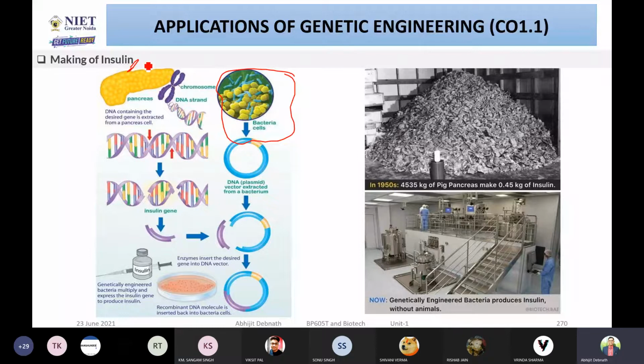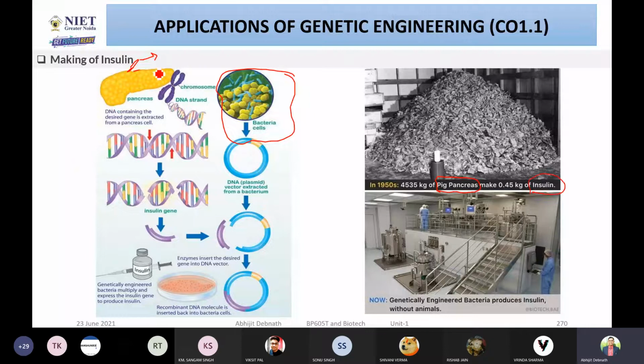So I told you yesterday about how you can produce insulin. All of you are aware insulin is used to reduce the glucose level, right? Earlier, pig pancreas was used for the production of insulin. Insulin is already present in our body, coming from the pancreas, islets of Langerhans, beta cells. But people having diabetes have a lack of insulin.